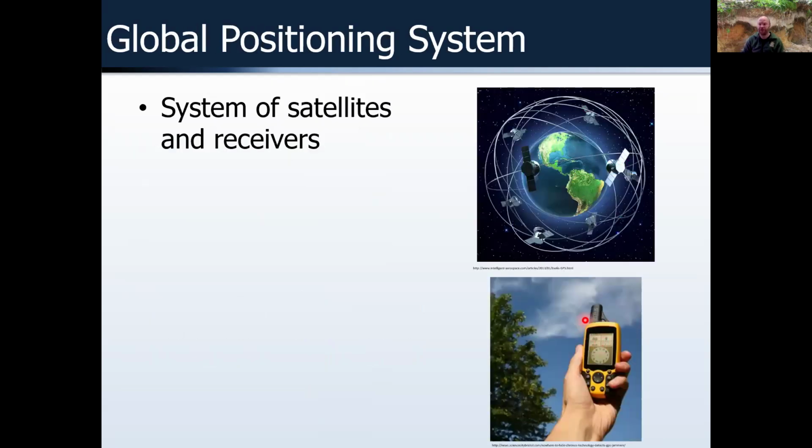All right, so here, kind of wrapping up, many of us have likely used GPS, maybe whether we realize it or not. Now it's integrated into all of our smart devices. But a GPS is a global positioning system.